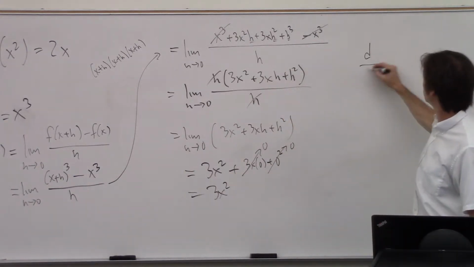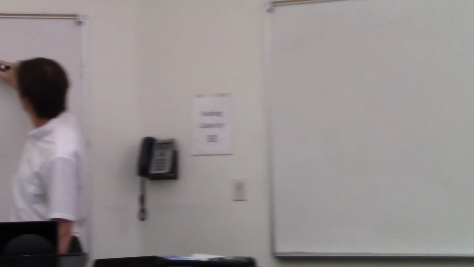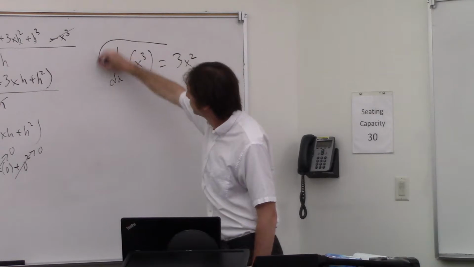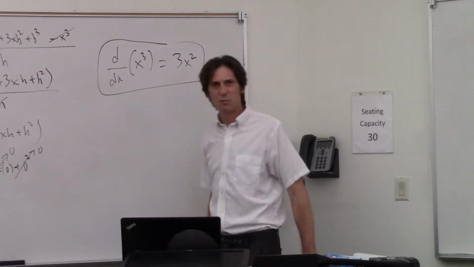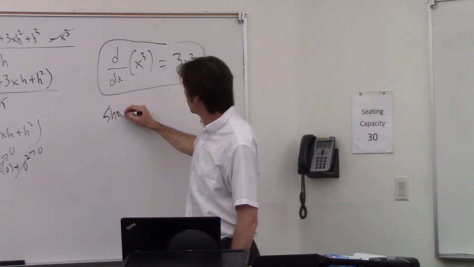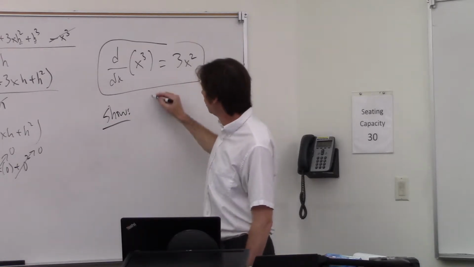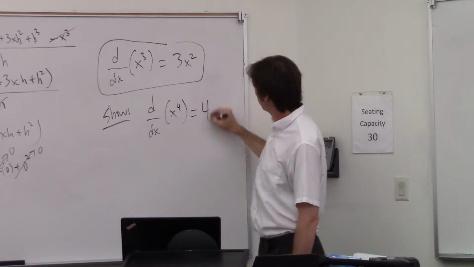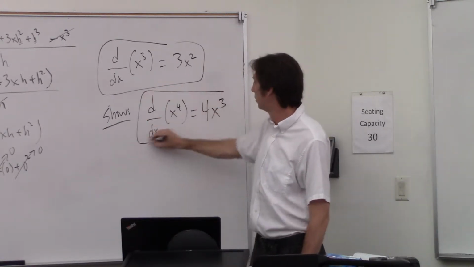Here it is again: d dx of x cubed is equal to 3x squared. If we wanted to do another one of these, following our pattern here, you can try to do this on your own, you could show that d dx of x to the 4th power is equal to 4x cubed.